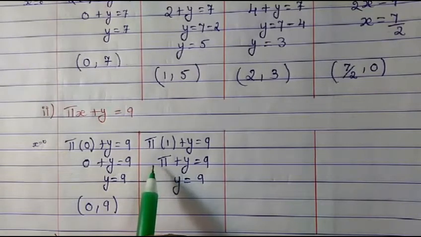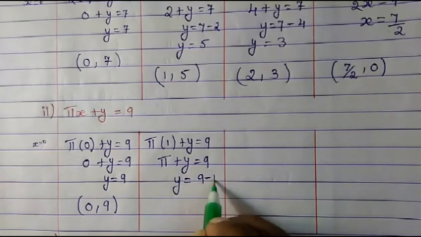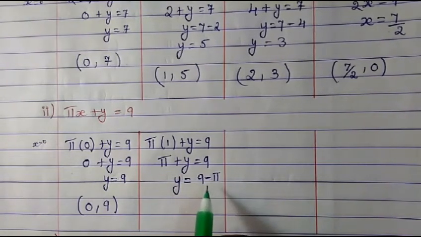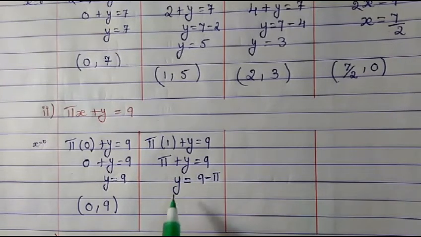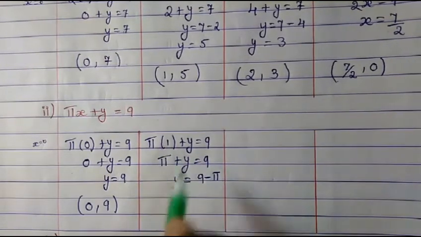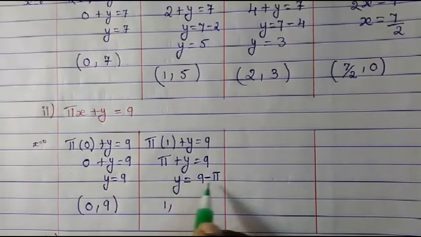Now pi is here in plus. When it goes here, it will become minus. So now more than this we can't simplify. So the solution will be: x value I have given 1, and y value I got is 9 minus pi. So this is another solution.